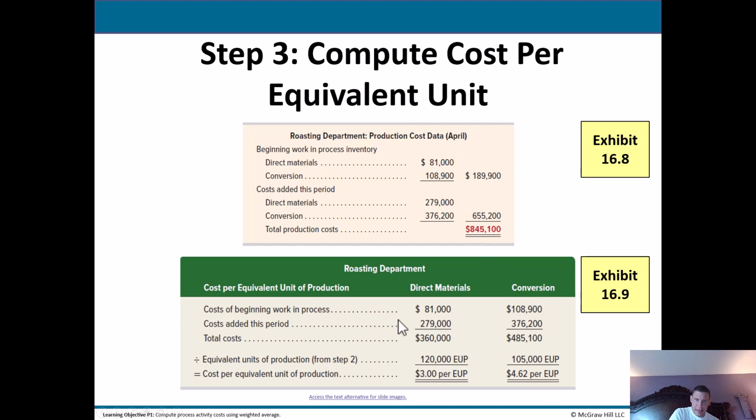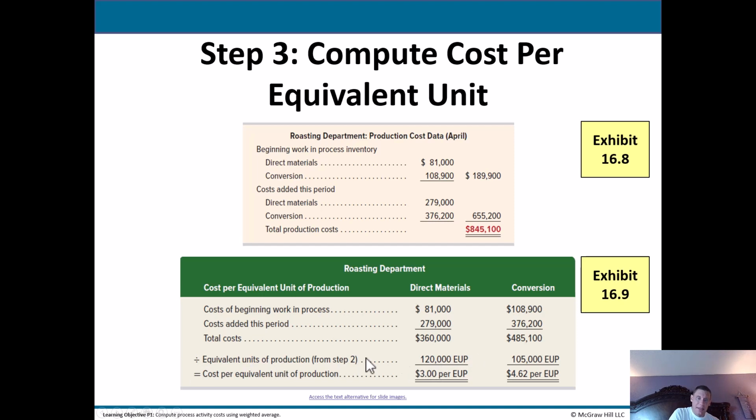Now that we know that, we can start to plug in some of these numbers down here, right? You can see cost of beginning work in process, 81,000 from up here. Cost that they added during the period, 279 from here. And then as far as conversion, you can see the 108.9 and the 376.2 from above. So we have our total cost broken out in a slightly different way now. From here, they broke it out by beginning work in process and then costs they added during the period. Here, we're breaking it out by beginning work in process and then the costs added based on materials and conversion, divided by the equivalent units of production.